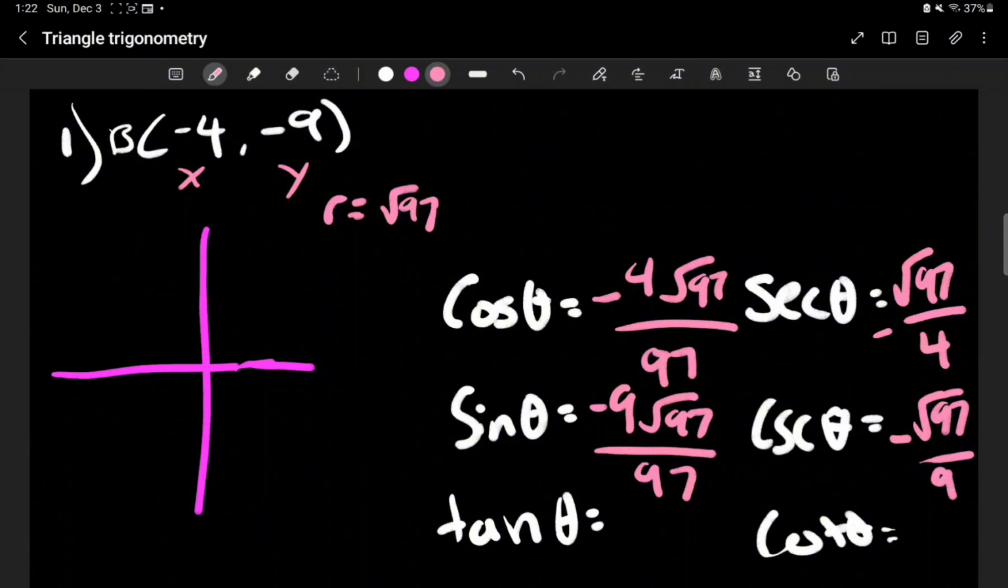Tangent's going to be y over x, and because they're both negative, it'll just become positive, so it'll be 9 over 4, and then same for cotangent, it'll be 4 over 9. Both values are negative, so it's obviously going to have to be in quadrant 3.